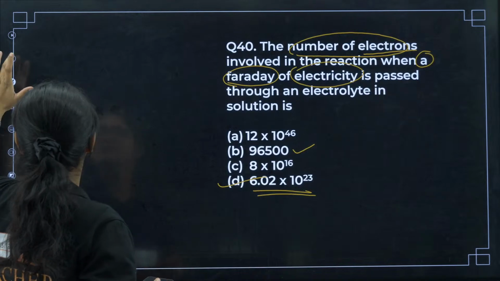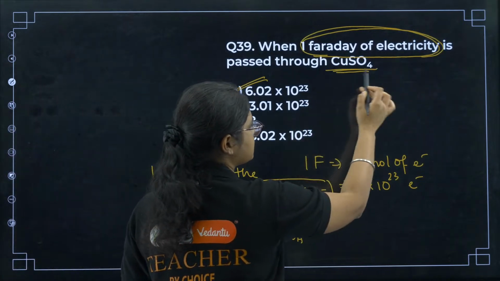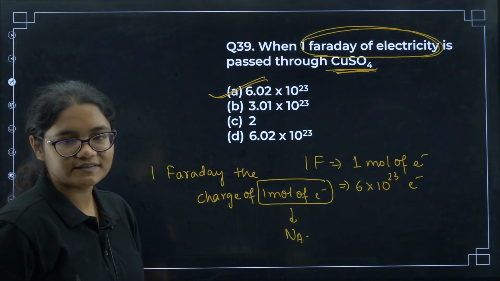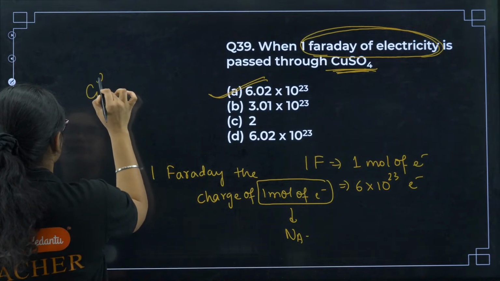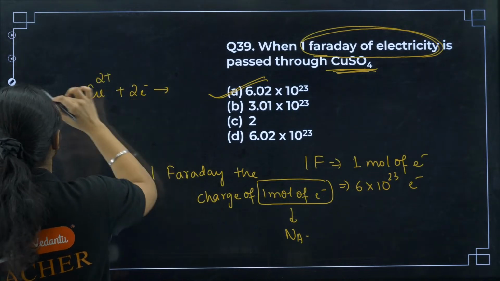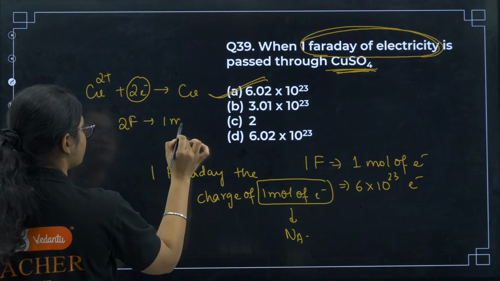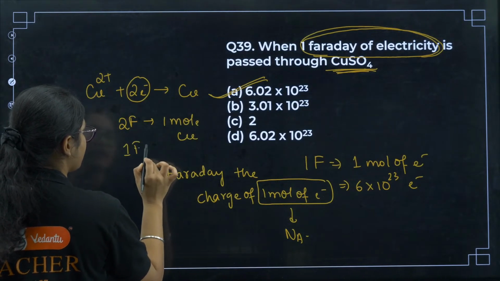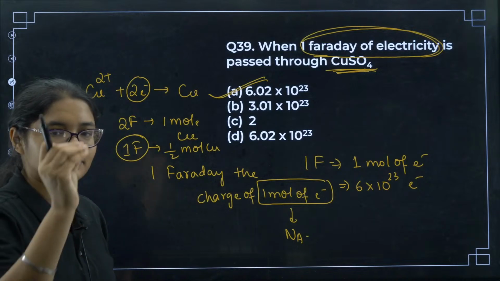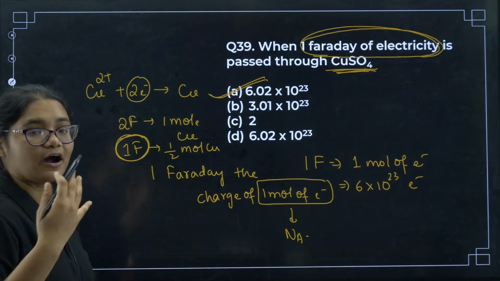Yes, Sneha. See, Sneha, it is Cu2+. Okay, Cu2+ is there. That doesn't matter at all in this question. They are asking you when 1 Faraday of electricity is passed through copper sulfate, how many electrons are passed? See, Cu2+ plus 2 electrons will give you Cu, right? So if you pass 2 Faraday, you will get 1 mole of copper. If you pass 1 Faraday, you will get half mole of copper. But the question is asking, in this 1 Faraday of electricity, how many electrons are there?